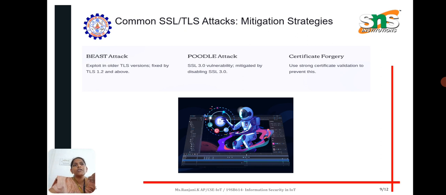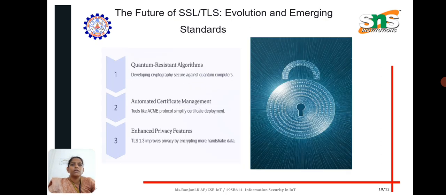You have to upgrade your TLS so that it removes old and insecure algorithms, speeds up the handshake, and offers better forward secrecy, with no more RSA key exchange. These are the basic things we have to keep in mind before developing a website. The future of SSL and TLS includes quantum-resistant algorithms, automated certificate management, and enhanced privacy features. These are the three common points to keep in mind before developing your web page.